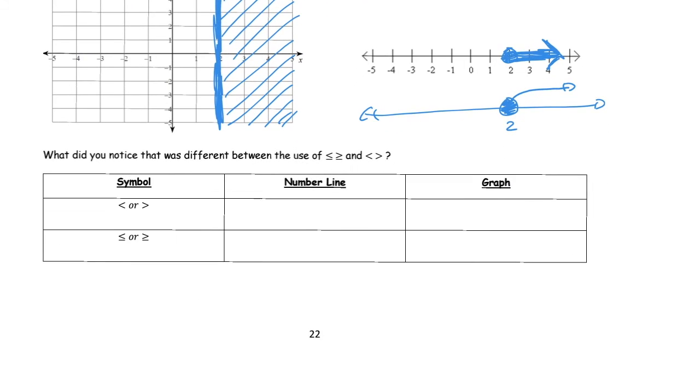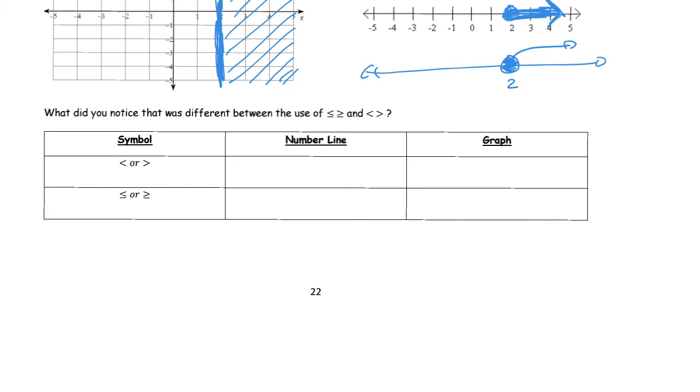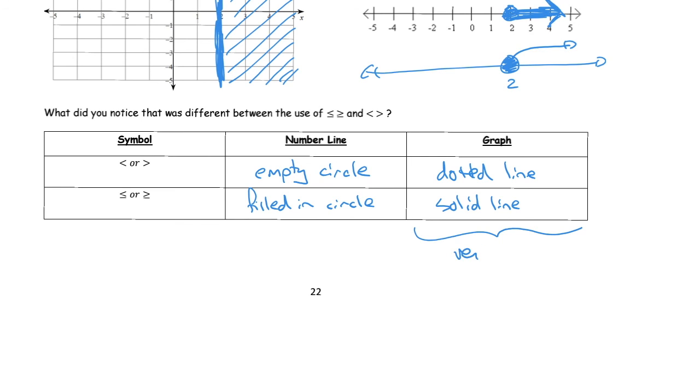So, graphically speaking, what is going on here? Well, when we've got less than or greater than, on the number line, we're going to have an empty circle on that value. But if it's or equal to, this is going to be a filled in circle. On our coordinate plane, that is going to be a dotted line. And if it's or equal to, it's going to be a solid line. But notice in both cases, we're talking about a vertical line here.